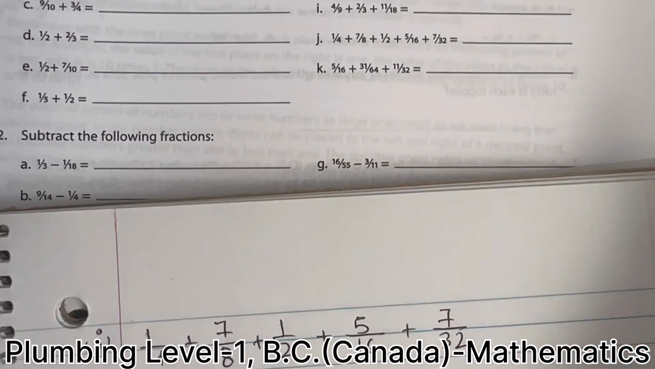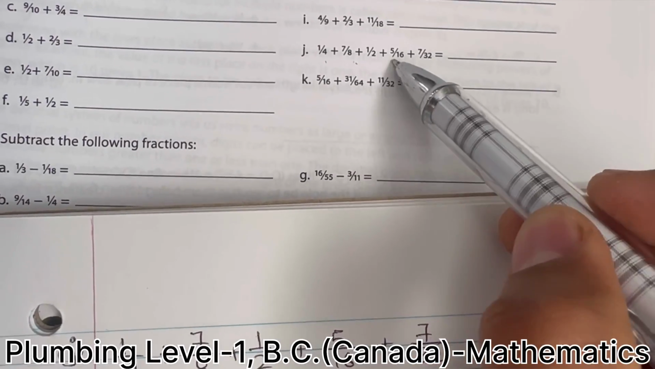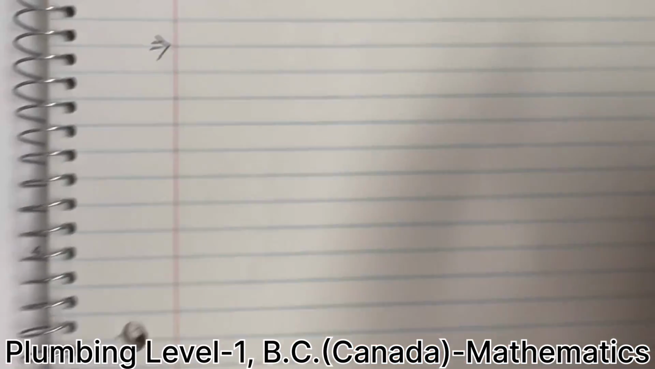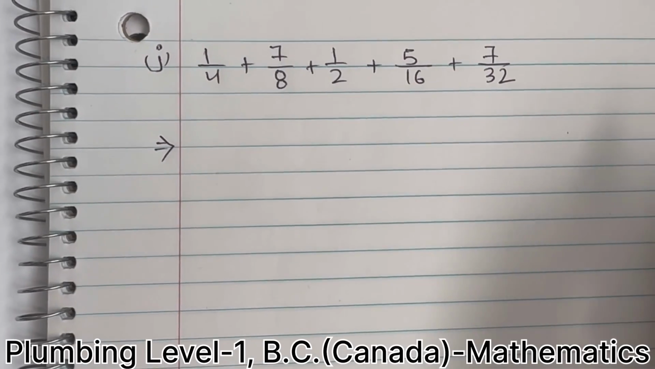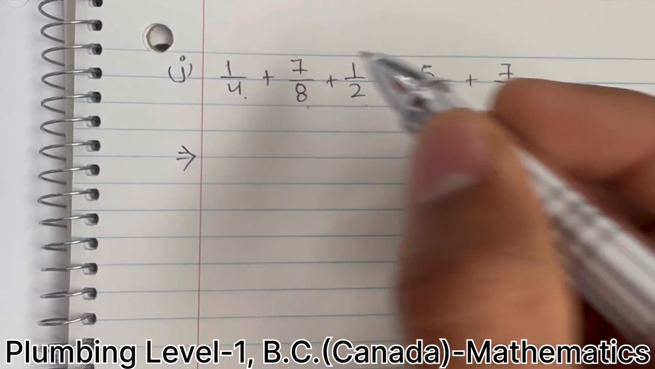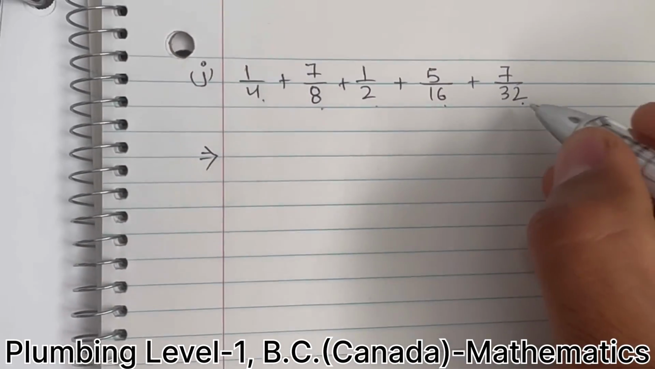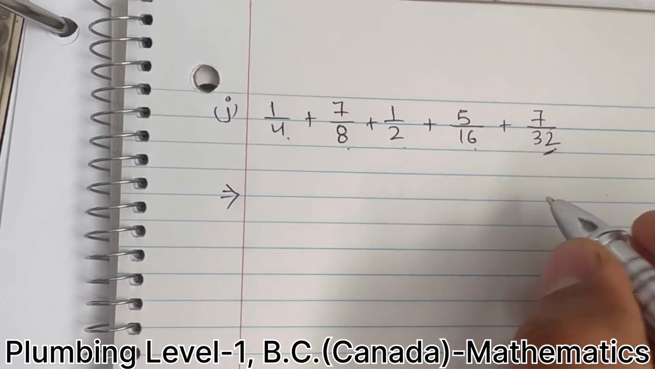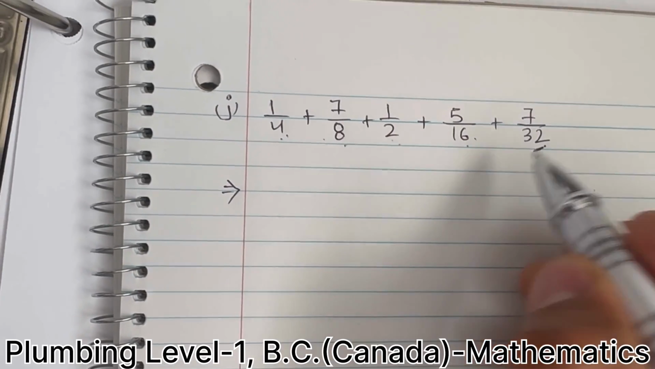So we will do one more example, which is J. This has 5 different fractions. So we will see which of these 5 has the biggest denominator, because according to that we're going to make all the other denominators the same, so we can take one common number. We can see the biggest denominator here is 32. Now we have to change all these denominators to 32.